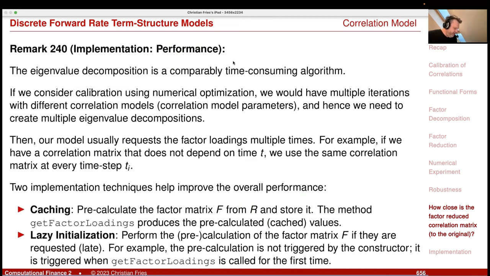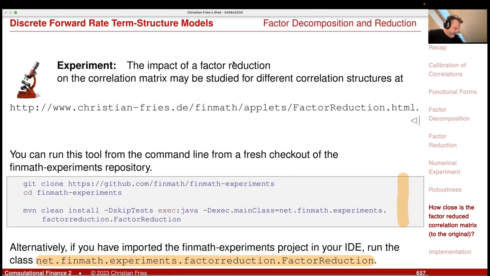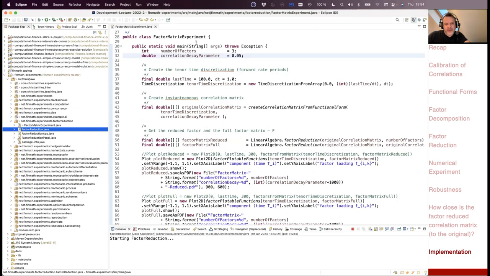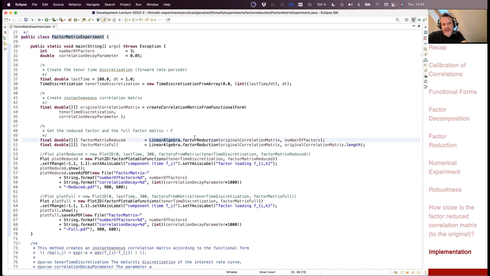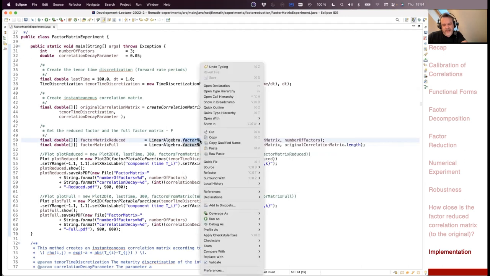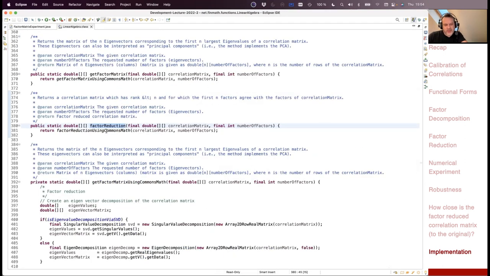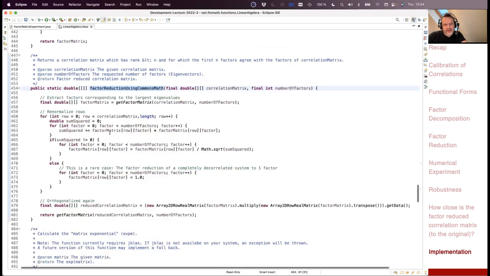Implementation and performance, we had this in the previous session. The factor reduction, eigenvalue decomposition, is a time-consuming algorithm. Therefore, I use caching. So I calculate the reduction once, and only if the parameter changes, we need to recalculate this. And if you'd like to see what's going on, you can maybe start here in our factor matrix experiment and just have a look at the function factor reduction, which we used here, that this function actually does what we did. So I'm using here the Apache Commons Math library.